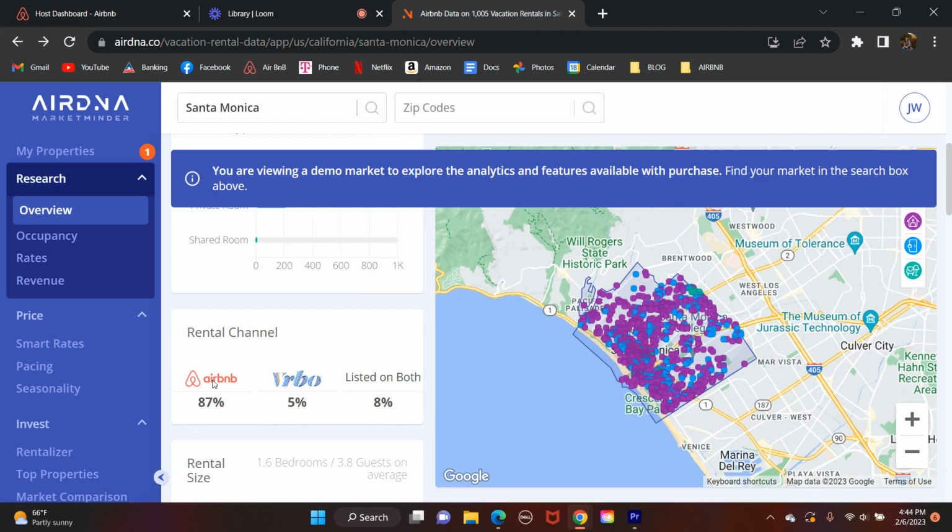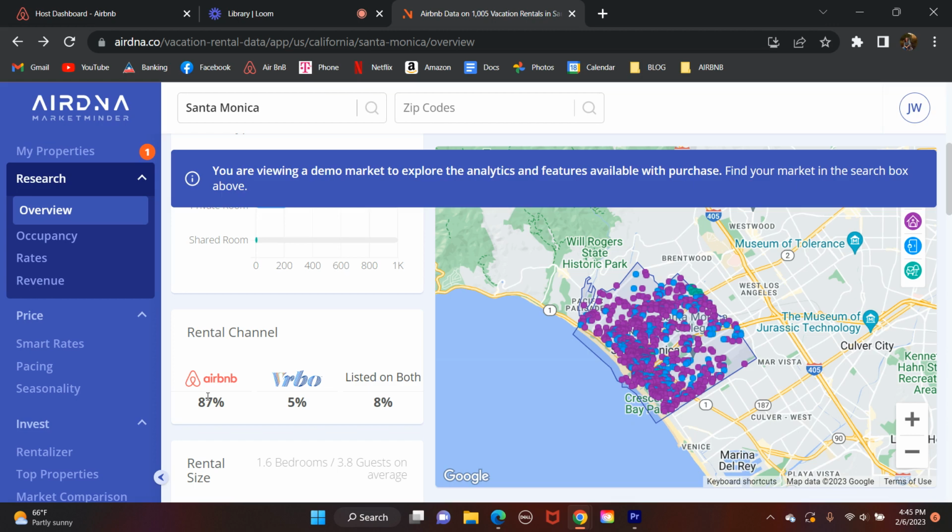Now, rental channel, this compares them across multiple platforms. So if you want to list your property on VRBO or another platform, it shows you what exactly is available. So in Santa Monica, 87% of the properties in that area are rented on Airbnb, while only 5% of them are rented on VRBO.